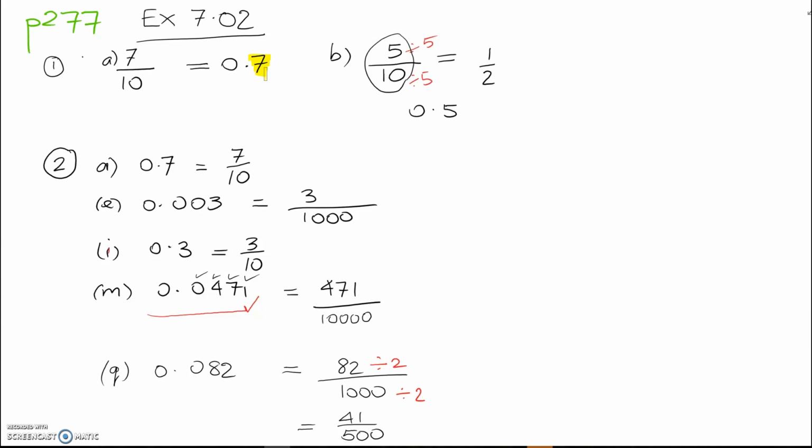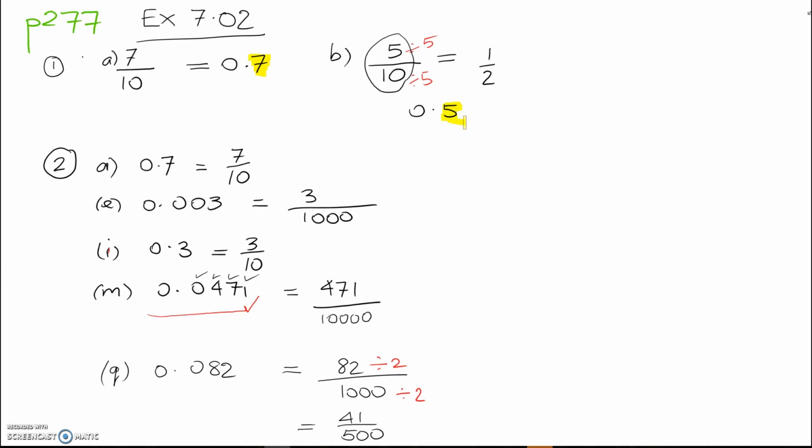Part B, I think we were asked to write 5 over 10 as a decimal. So the first thing I wanted you to realise is that 5 over 10 can be written as a decimal. That's putting 5 in the tenths column. But we also had a look at the fact that 5 over 10 can be simplified as a fraction.